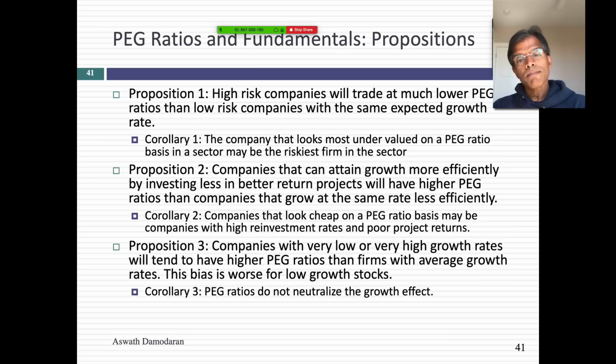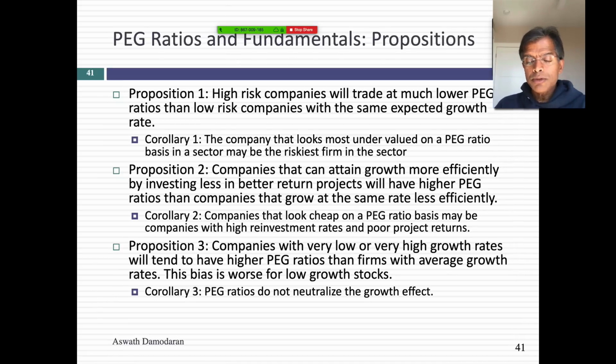So let's summarize. High-risk companies should have much lower PEG ratios than low-risk companies. So if you see a company with a really low PEG ratio, it could be cheap or it could just be the riskiest stock in the market. Second, companies that attain growth more efficiently by investing less will have higher PEG ratios than companies that don't. So if you see a really low PEG ratio, check the return on equity. Often the return on equity will be low or maybe even negative. Companies with very low or very high growth rates, remember the U-shaped distribution, will have higher PEG ratios than companies that fall in the middle.